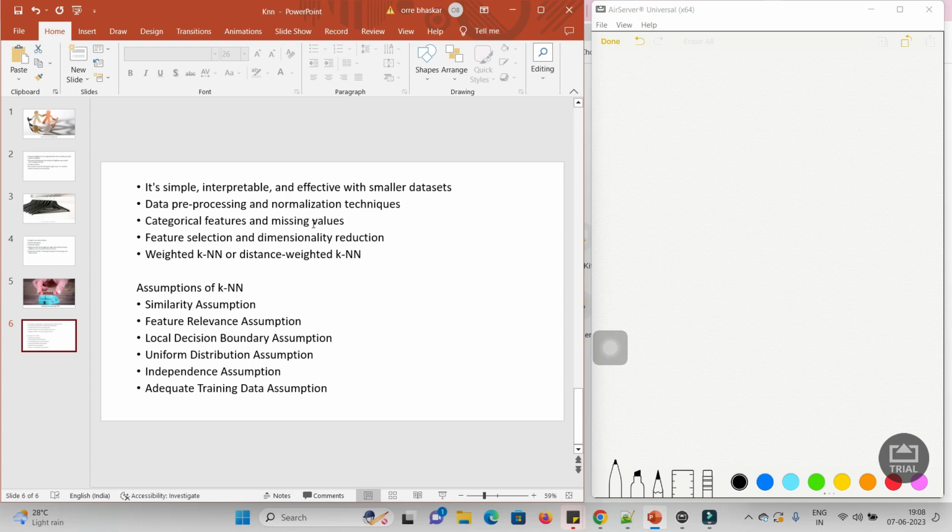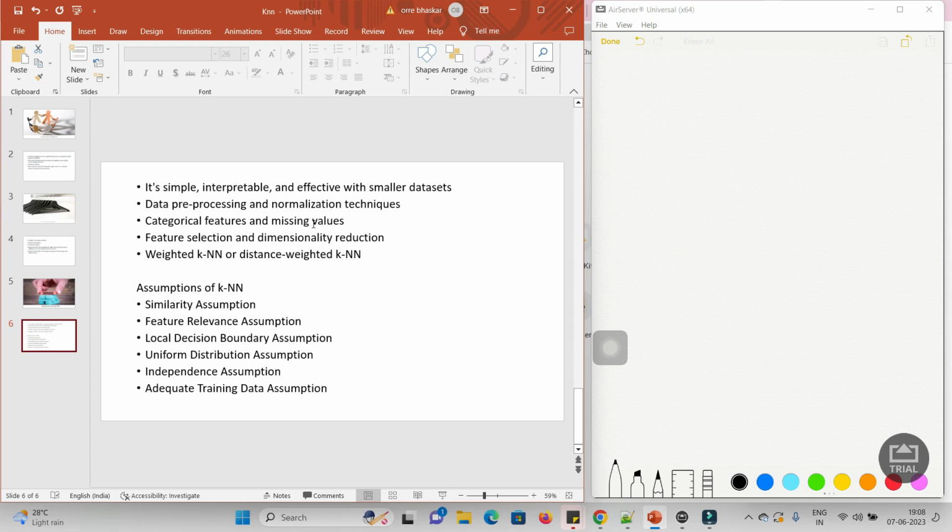Assumption number two, feature relevance assumption. The algorithm assumes that all features used for classification or regression are relevant and contribute to the similarity calculation. That means whatever features we are having, x1, x2, x3, and so on, they should be relevant and they should contribute to our y prediction.